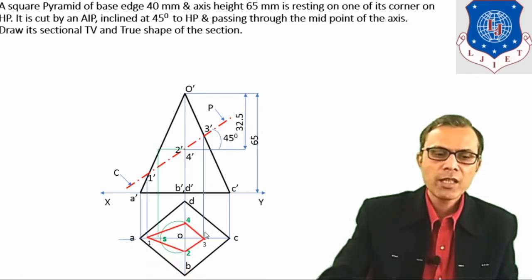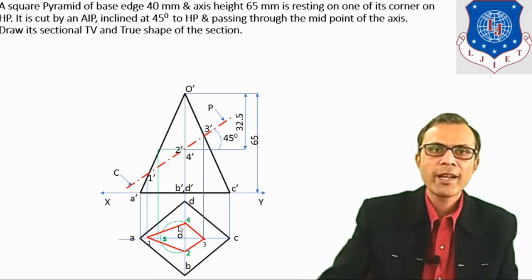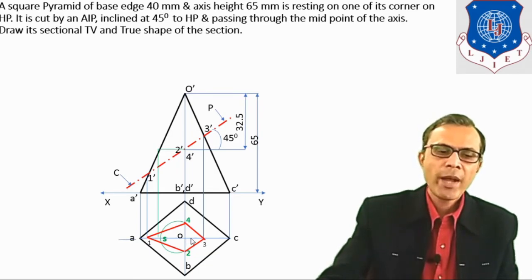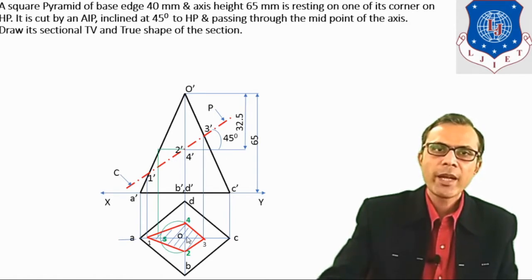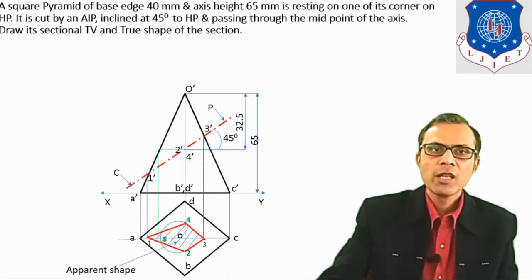So it is the area which is bounded by 1, 2, 3, 4, and it is being cut by the cutting plane. Draw the hatchings or section lines on this area as it is the material which is being cut by the cutting plane. So it shows the apparent shape and it is the sectional top view.